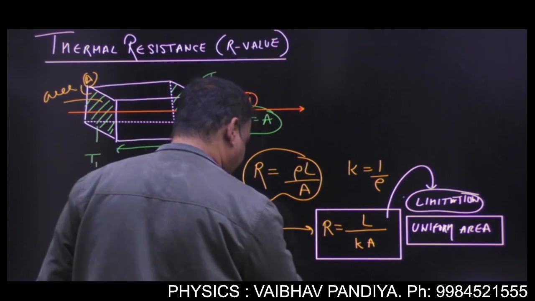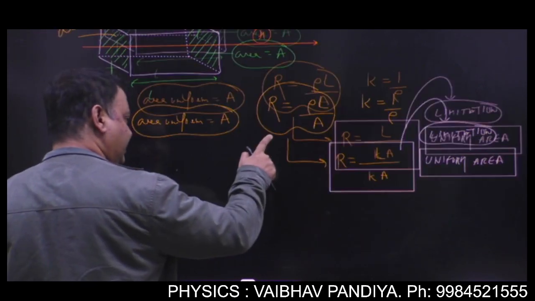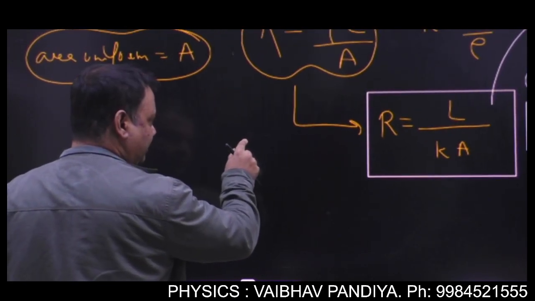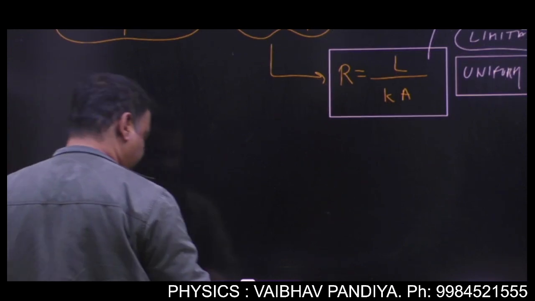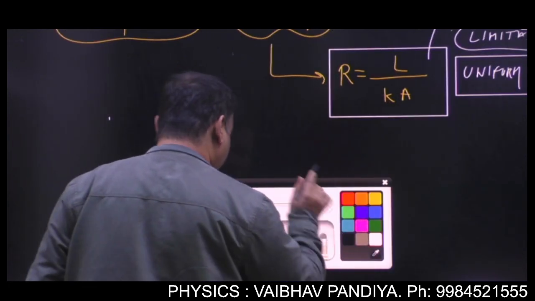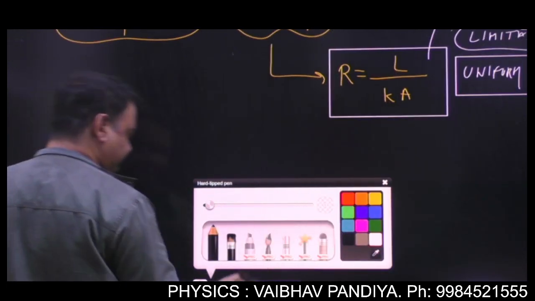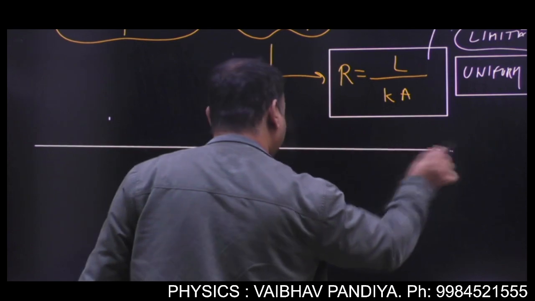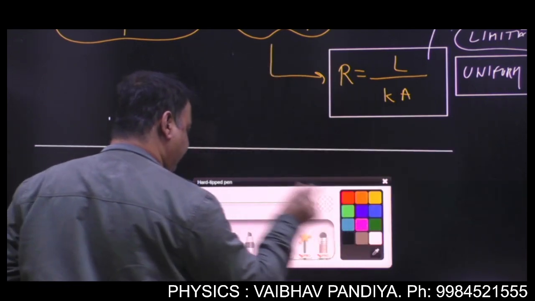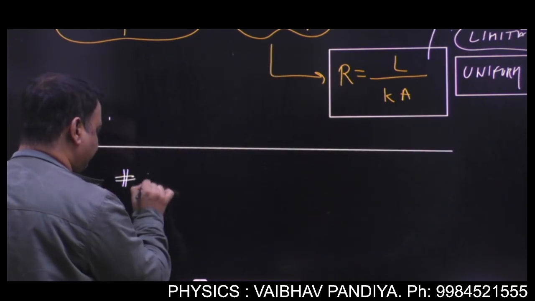Now I will give you some illustrations which will make it more clear how to apply this formula, correct? And K is the conductivity, which is of course the property of the material. Remember one point: the same object may have different resistances between different surfaces. Very important point.